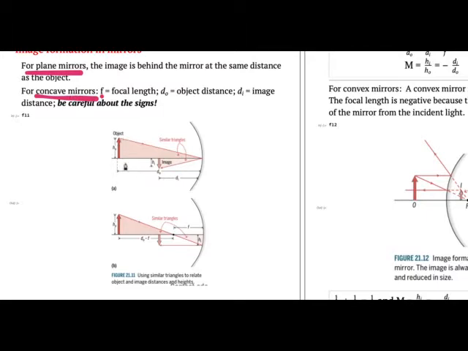Now you have some object. Let's say you're looking at yourself in a spherical mirror. Well, I can't draw a picture of yourself, so I'll draw a picture of an arrow. So this object, this arrow, that's you. The light hits the mirror and reflects back and forms an image.